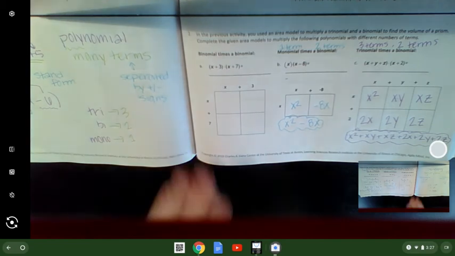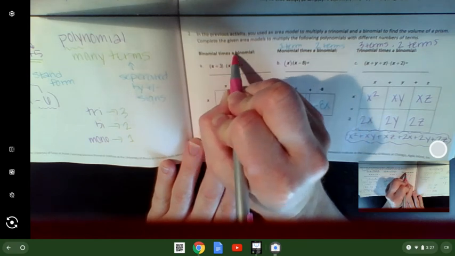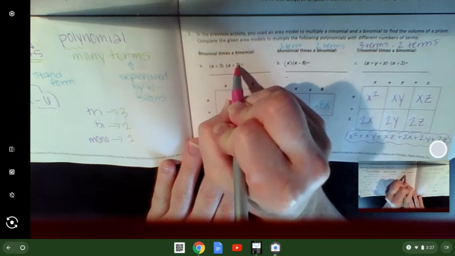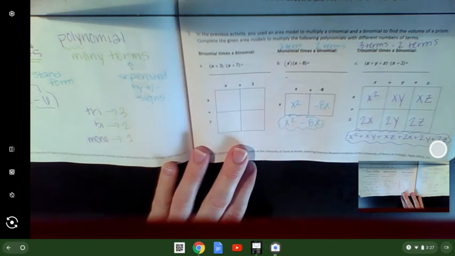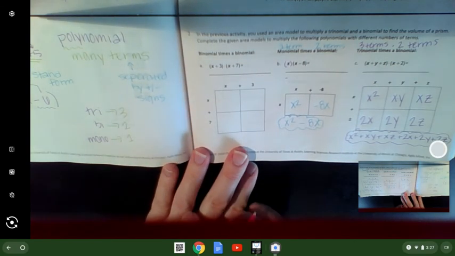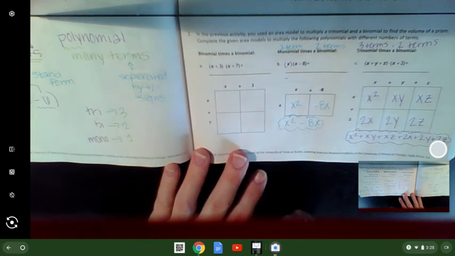So last example, we have a binomial, two terms, x and 3, times another binomial, x and 7. x plus 3 got placed across the top, x plus 7 down the side. I actually encourage you to pause this one and do the multiplication on your own, and then unpause and see if it matches mine. So hopefully you tried this one.